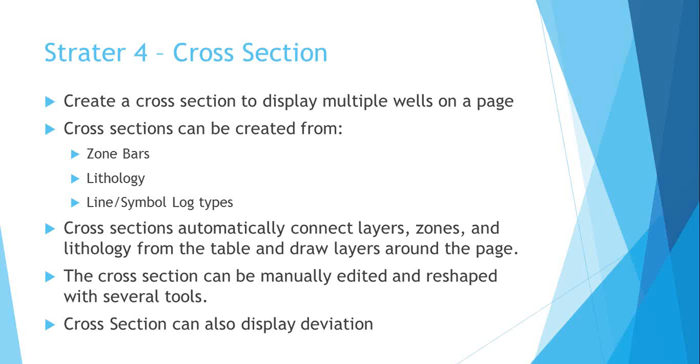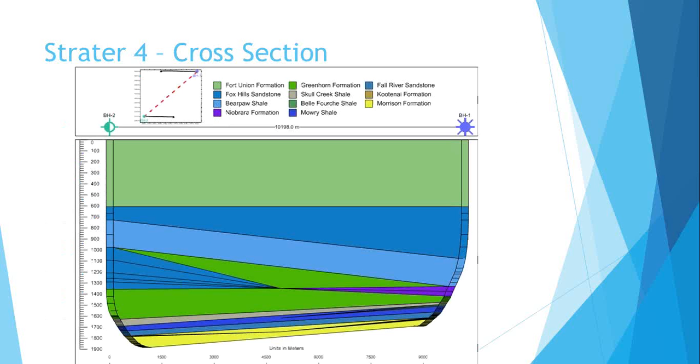Strater is also used to create cross-sections of multiple wells. A cross-section will automatically connect layers, logs, or lithology information to draw layers across a page. The layers can be manually edited and reshaped once they have been drawn so that you can create a cross-section with the desired view. This image shows a cross-section from 2 different wells with a deviation.